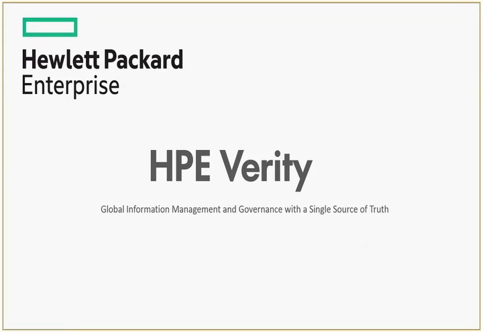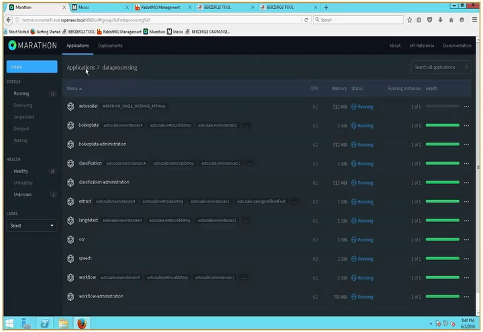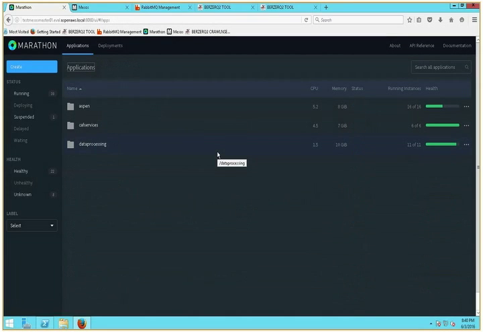Welcome to this presentation of HP Verity microservice architecture. HP Verity follows a microservice model. What this means is that all of the various components of the applications are broken down into a set of smaller, independently managed, independently scalable services.